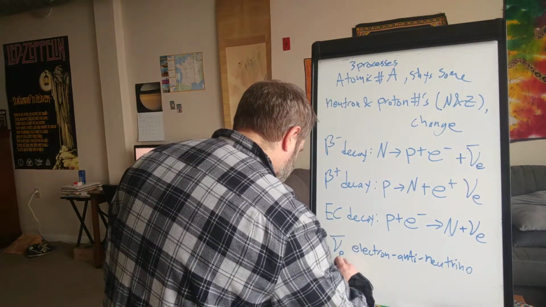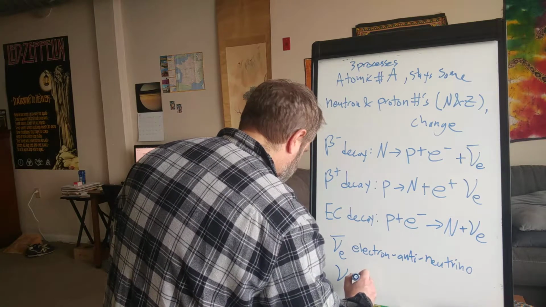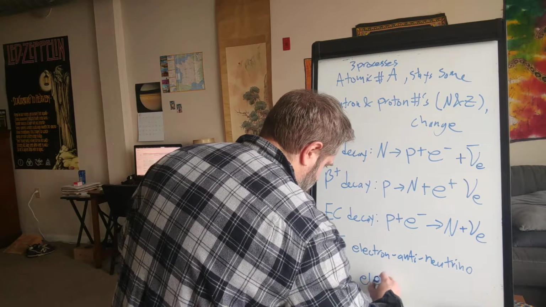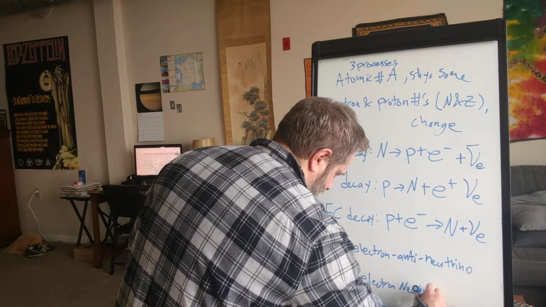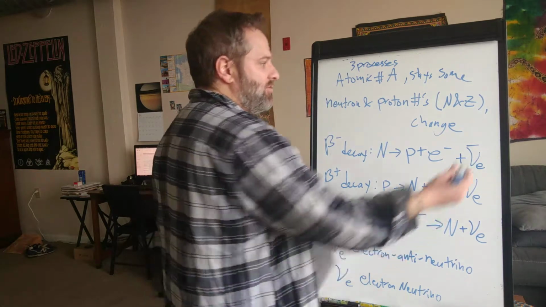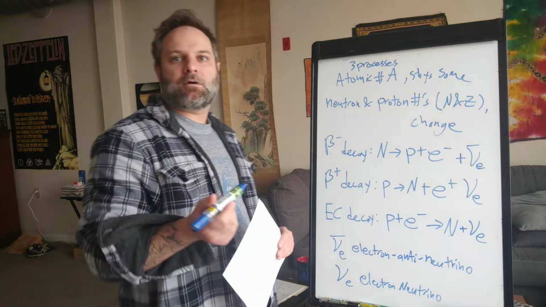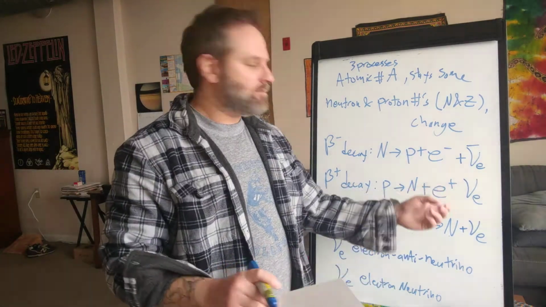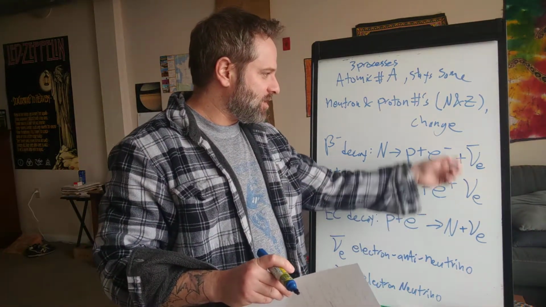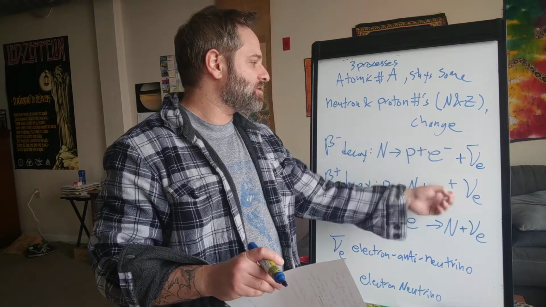Okay, and then nu e without the over bar is just an electron neutrino. In particle physics, the over bar can be used to indicate an antiparticle. There's not one with the positron because we also have this little plus sign here, right? Whether we have an electron or a positron.